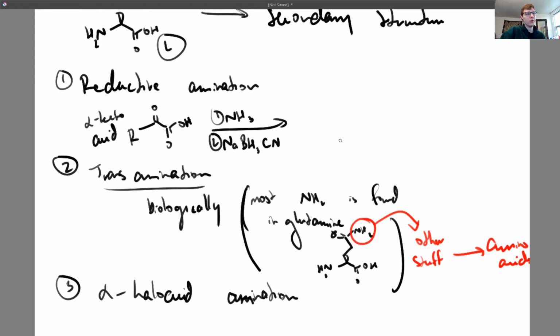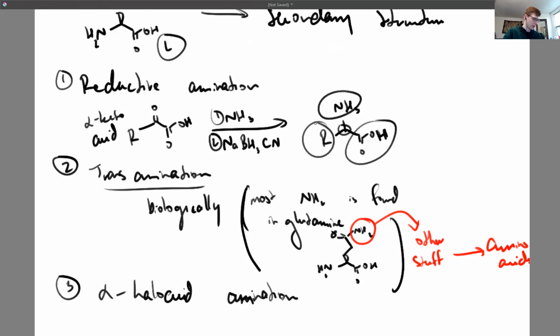Well, you remember the mechanism for this, right? It forms an imine and then it reduces. So there we go, and that's it. You have acid, amine, one carbon in the middle, R group. That's an amino acid.